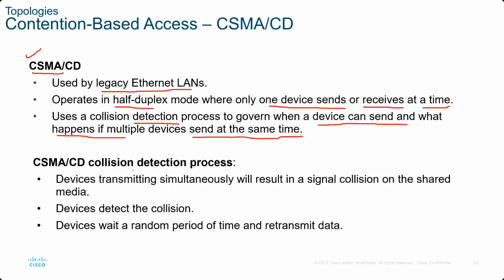Okay. It has a collision detection process where devices transmitting simultaneously will result in a signal collision on the shared medium. Everyone would detect that there was a collision, and then the devices wait a random period of time and retransmit the data. That was the only solution. You would always have collisions, then everybody would wait some time, and then they would start their carrier sense multiple access protocol again, trying to see if somebody else is not sending, then I will quickly send my message, and so on and so on.